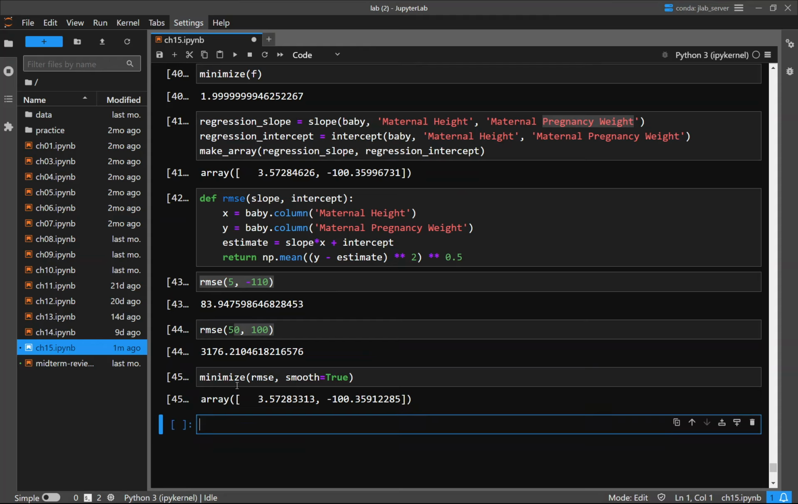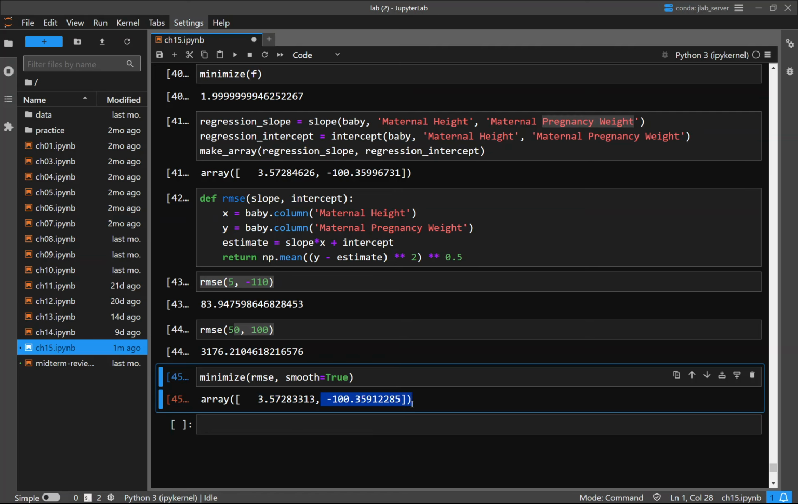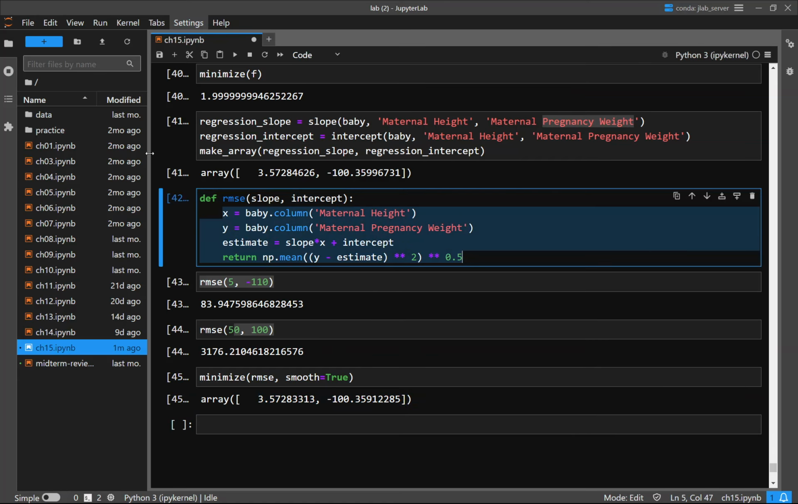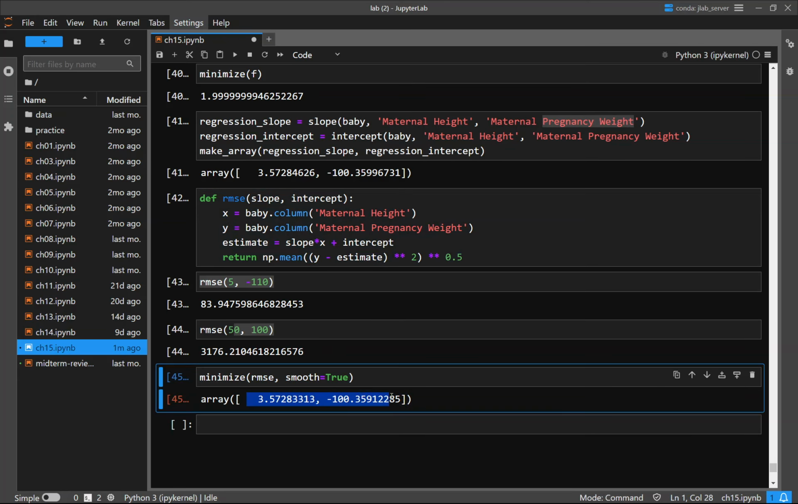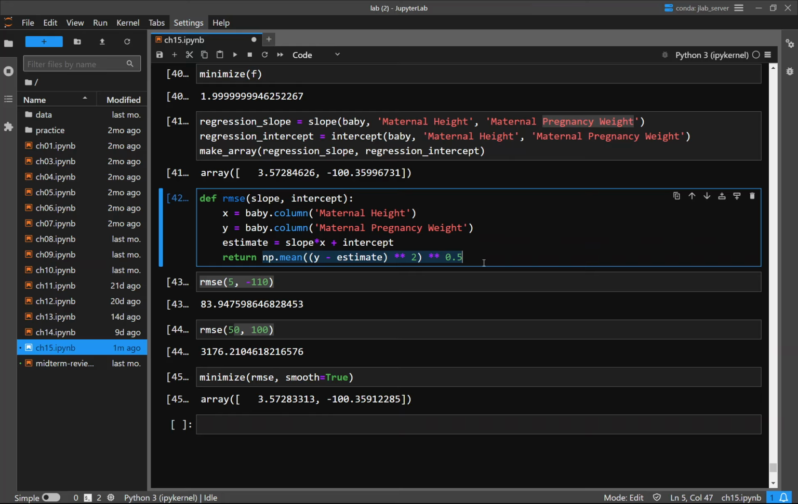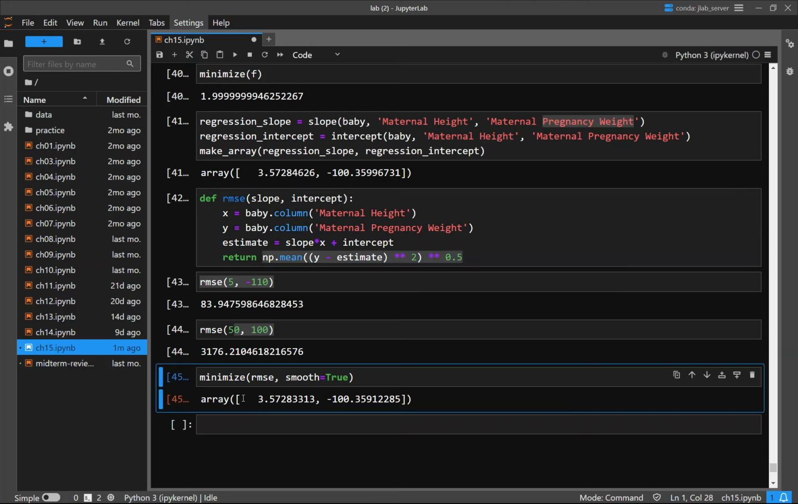But this is the best slope and the best intercept that minimizes the root mean square error of a linear estimator, because we're using some slope and some intercept. Here's the best slope and the best intercept that minimizes the root mean squared error, because that's what this function gives back. And what do you know? These values are exactly the same as our regression's estimate. That's all I'm trying to say right now. Linear regression does give you back the slope and the intercept that minimize root mean squared error. That means it was the best line for that definition of error.